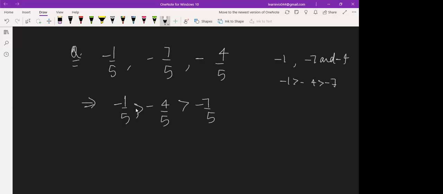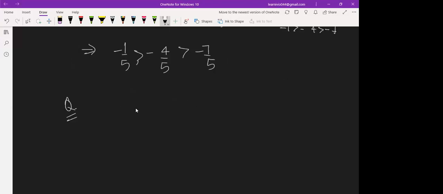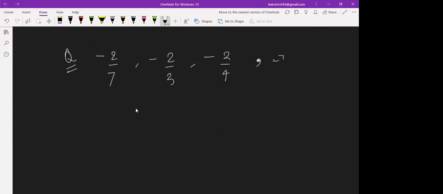Yes, ma'am. Okay. Now again, let's suppose I have a question where the numerator is the same with negative numbers: minus 2 by 7, minus 2 by 3, and minus 2 by 4. Now the numerator is the same, so what will I do? I will compare the denominators. My denominators are minus 7, minus 3, and minus 4. Now tell me, the smallest denominator is actually the greatest number, right? Yes, ma'am. Because when numerators are the same, the denominator which is smallest will become the greatest.